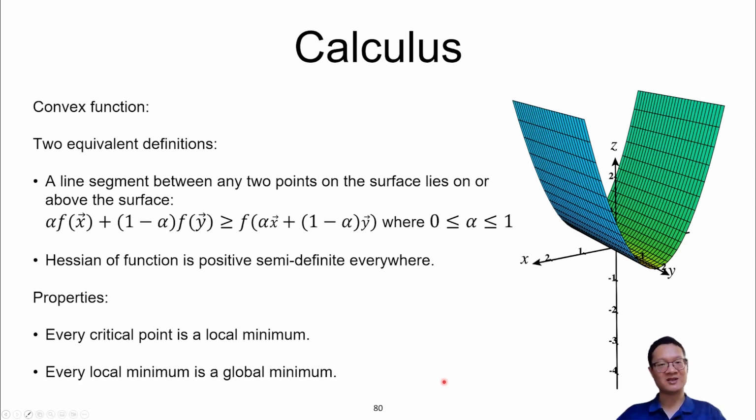Besides linear algebra, we also talked a lot about calculus. We talked about convex definitions and the two equivalent definitions of it. The first one being a line segment across any 2 points must lie on or above the surface. We also looked at a second order definition, which is that the Hessian of the function must be positive semi-definite everywhere. And this discussion was very important because it allowed us to characterize critical points of the loss function. So when a function is convex, every critical point is a local minimum, and every local minimum is a global minimum.